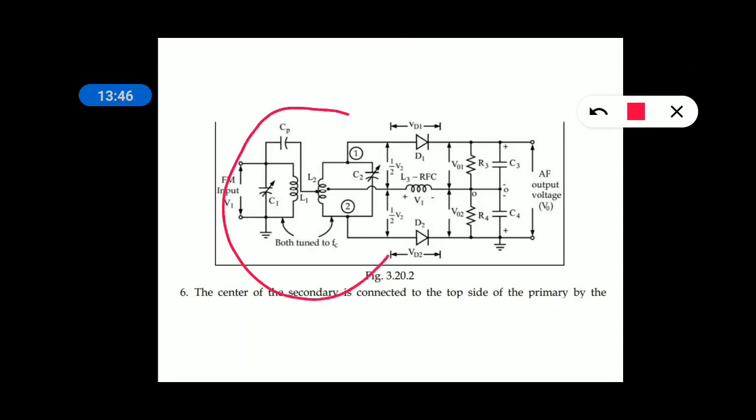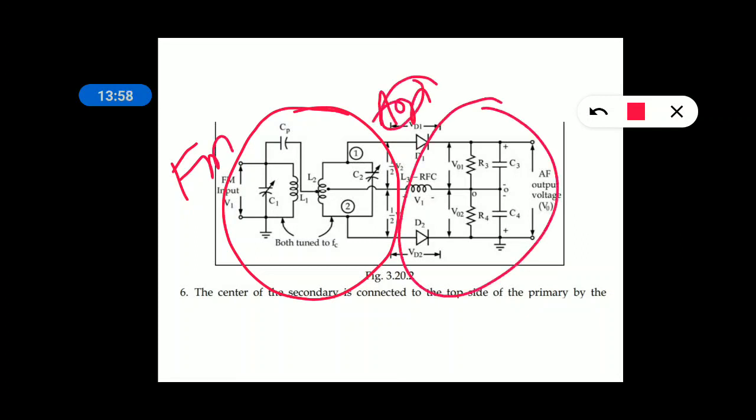So this entire portion is known as your converter from FM to AM. It converts FM to AM, and the same signal is converted into a baseband signal with the help of diode detectors, right. The same signal is converted into a baseband signal with the help of this. So this is your FM to AM converter, and this is your AM to modulating signal converter, right.